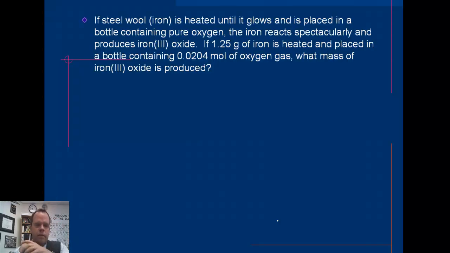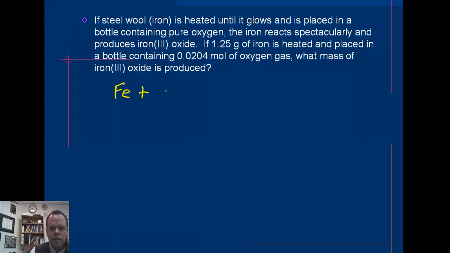Okay, here's another example. Steel wool is heated until it glows. It's placed in a bottle containing pure oxygen. The iron reacts spectacularly and produces iron(III) oxide. If 1.25 grams of iron is heated and placed in the bottle, what mass of iron(III) oxide is produced? So first we start with our balanced equation.